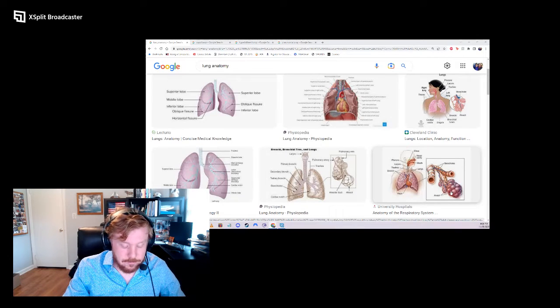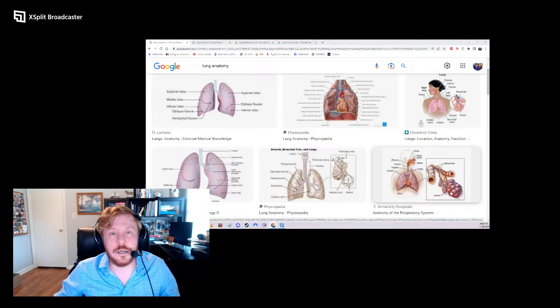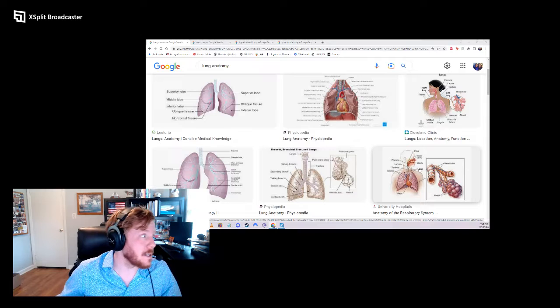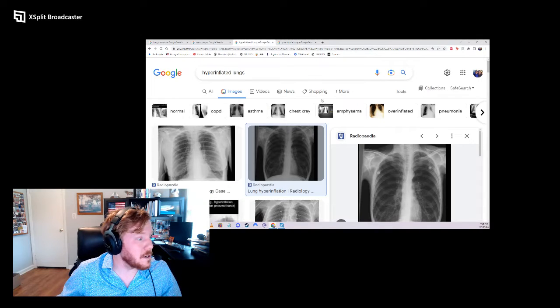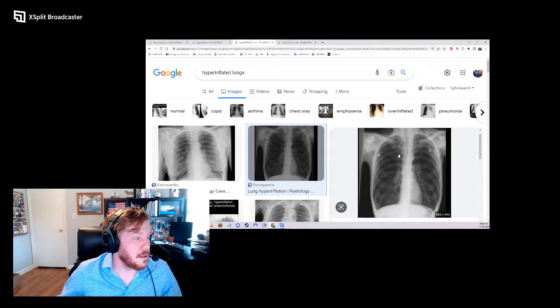With COPD, a lot of people have a very productive cough. They have sticky mucus in their lungs that they can't get out because their lungs are hyperinflated. I'm going to show you a picture of some hyperinflated lungs. As you can see on this chest x-ray, these lungs are stretched all the way out to the thoracic cavity here, and there is actually a flattening of the diaphragm.